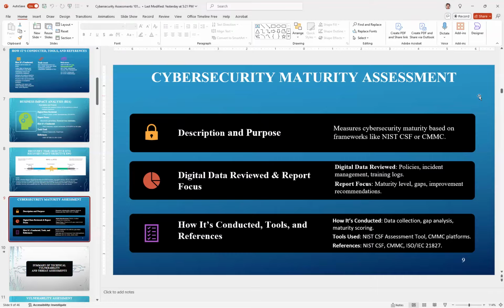How it's conducted is through manual data collection and sometimes digital data collection, gap analysis, maturity scoring, and your tools are the NIST CSF assessment tool and the CMMC platforms, and your references are, of course, CSF, CMMC, and ISO IEC 21827.